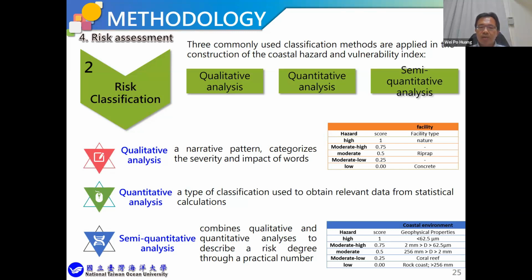This process of grading factors enables a more nuanced understanding of varying degrees of risk associated with different elements within the study areas, facilitating a comprehensive risk assessment.